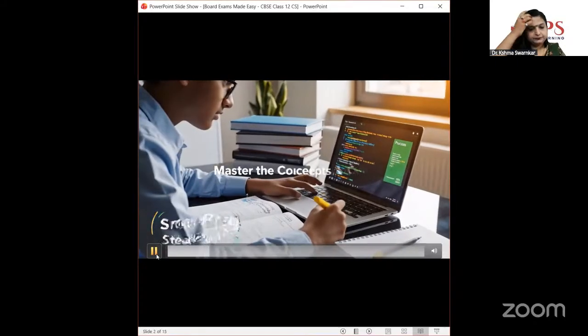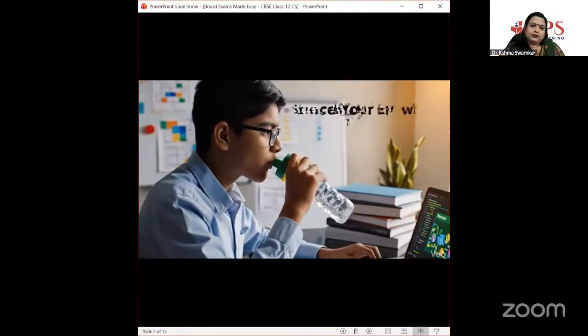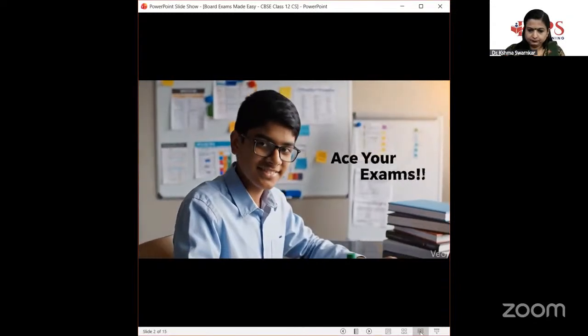Smart preparation means mastering the concepts and code first. Dedicate time to strengthen your skills with regular practice, and you'll ace those exams.